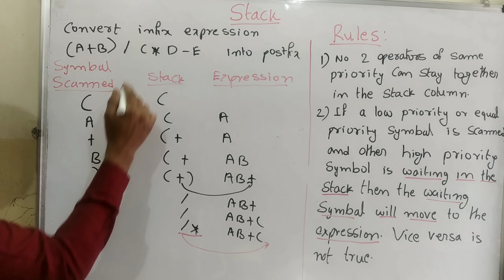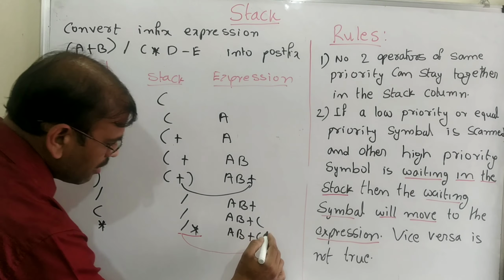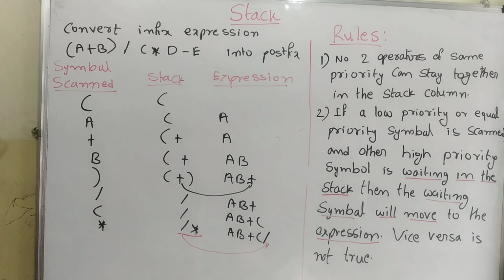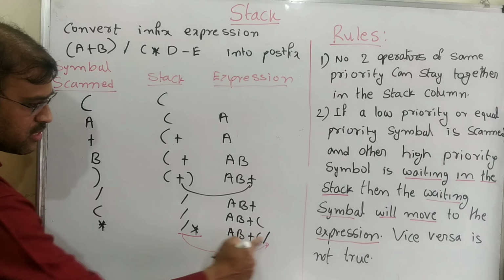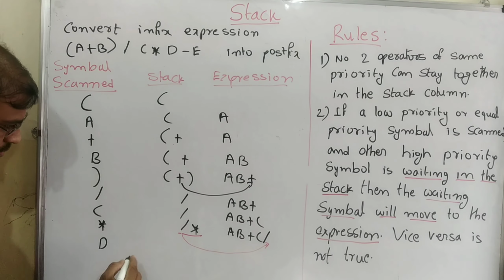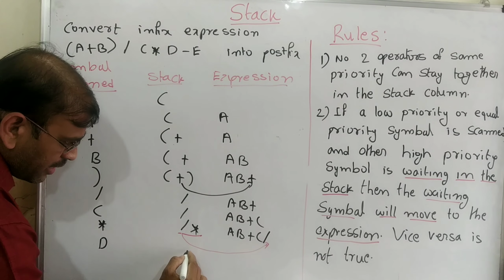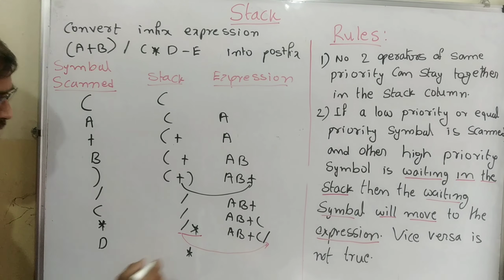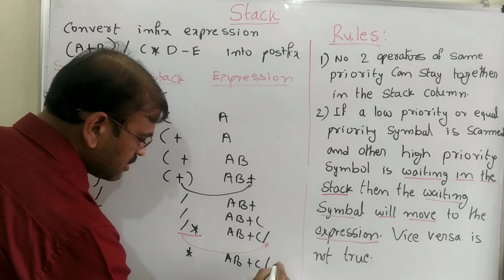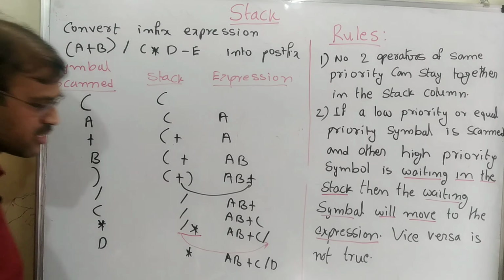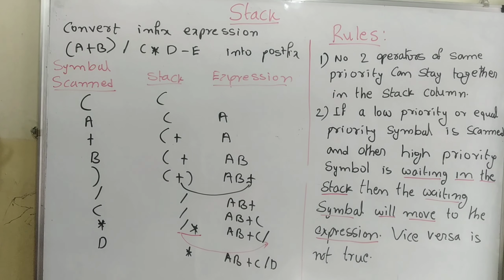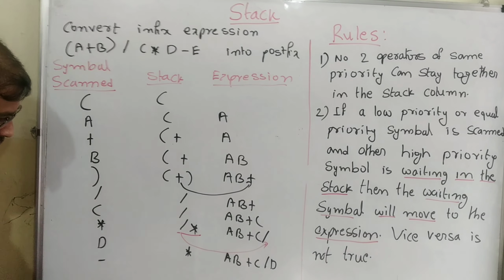So now what are we going to write? Next, here we are going to write the slash. The multiplication sign is going to remain. Whatever the previous symbol is, it moves to the expression. Now the next one, D. So now what is remaining here? The multiplication is remaining. So we'll write AB plus C slash D. Next is what? The minus sign is there. The minus will be written here.